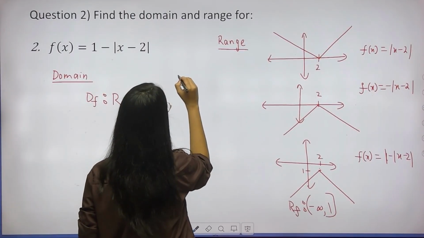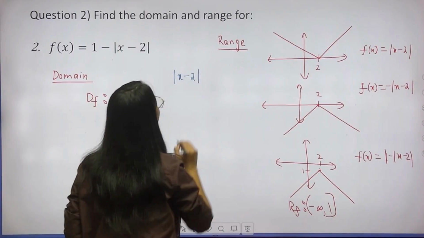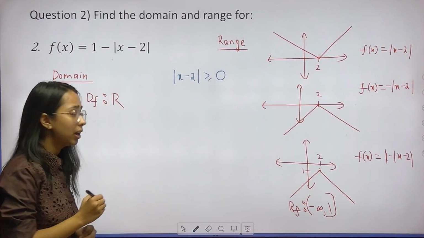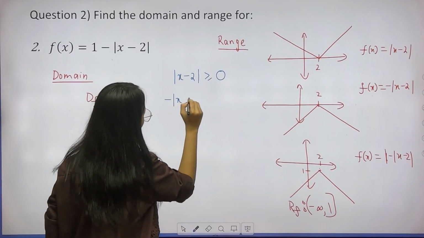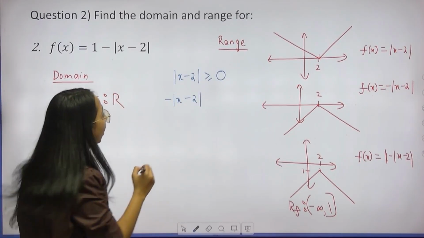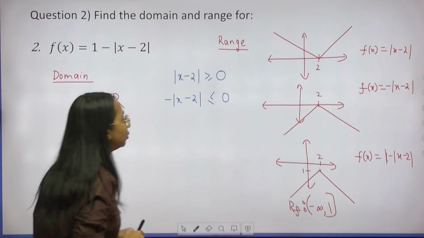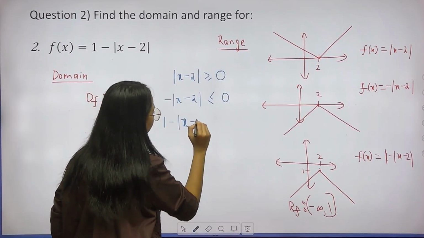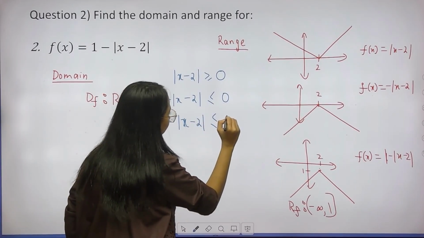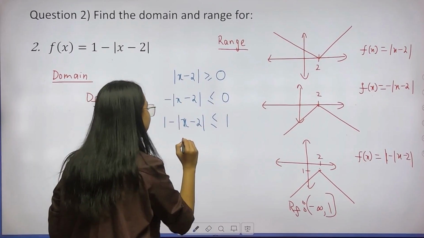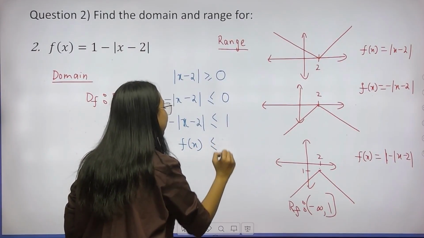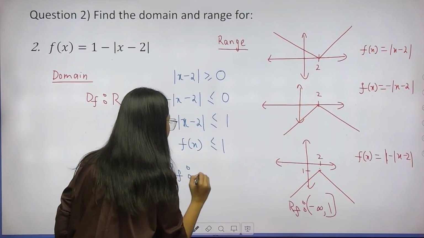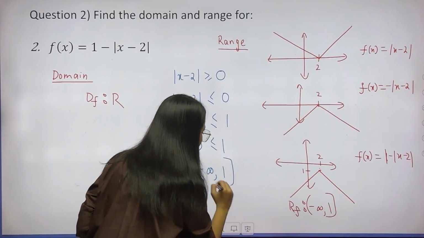Okay. So first of all, we know that modulus of x minus 2 is greater than or equal to 0. Got it? So minus of modulus of x minus 2 will be less than or equal to 0. Okay, so let's add 1 on both the sides. 1 minus modulus of x minus 2 will be less than or equal to 1. And this is nothing but your f of x. So f of x is less than or equal to 1. Okay, so from here also the range becomes minus infinity till 1.